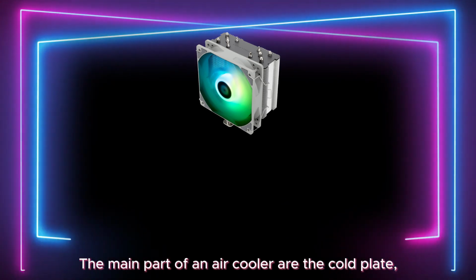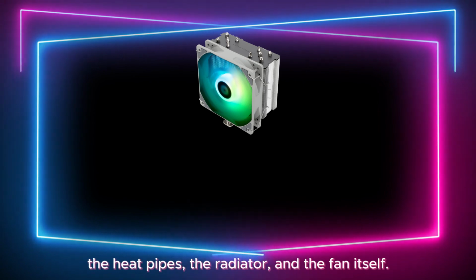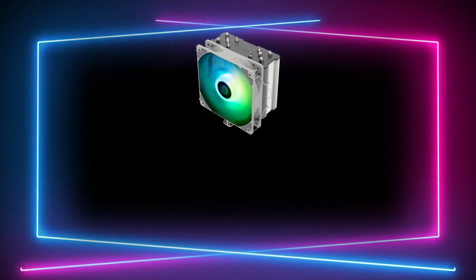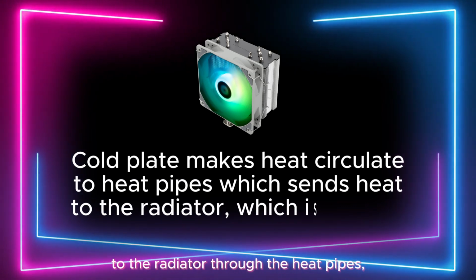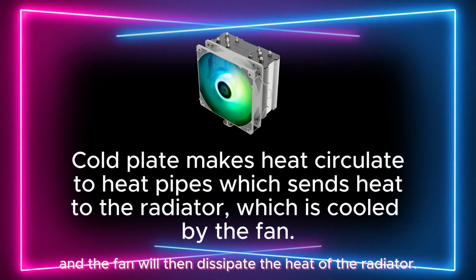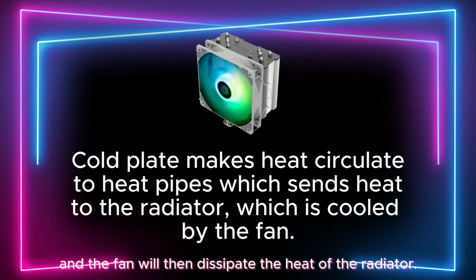The main parts of an air cooler are the cold plate, the heat pipes, the radiator, and the fan itself. The cold plate is on the CPU and the heat will be transferred from the cold plate to the radiator through the heat pipes, and the fan will then dissipate the heat of the radiator.